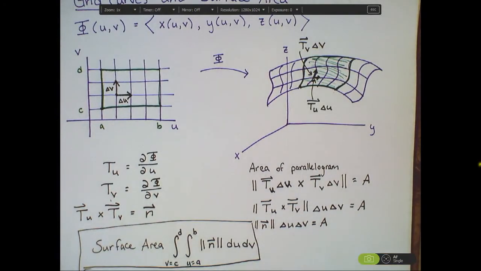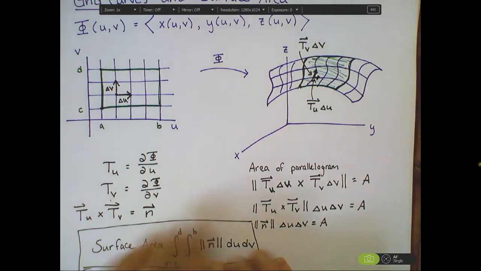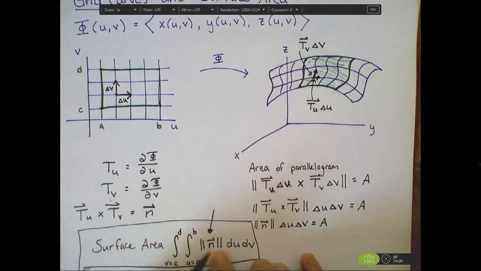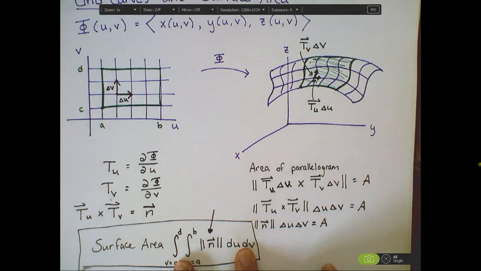So that's some theory. I want you to remember, what is this saying? This little piece in here is really just representing the area of one of the tiny parallelograms. And then we're just summing up all of those tiny parallelograms. And that's how we come up with our surface area.